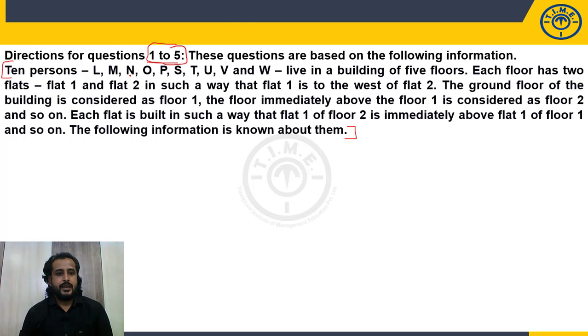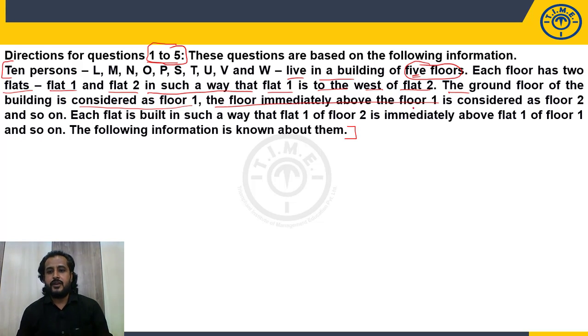10 persons, L, M, N, O, P, S, T, U, V and W live in a building of 5 floors. How many floors is it? 5 floors. Each floor has how many flats? 2 flats, flat 1 and flat 2, in such a way that flat 1 is to the west of flat 2. The ground floor of the building is considered as floor 1. The floor immediately above floor 1 is considered as floor 2 and so on.